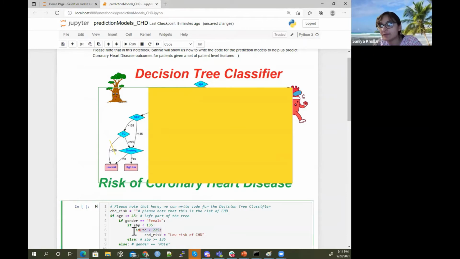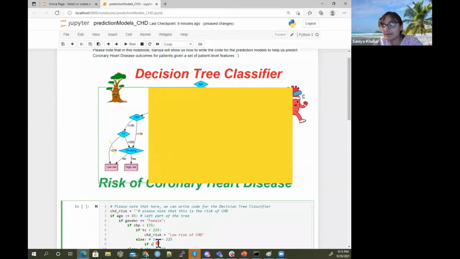If instead total cholesterol is greater than or equal to 225, then else means that TC is greater than or equal to 225 by default. So what this is saying is we're going along here. If total cholesterol is greater than or equal to 225, then the next thing we have to see is the smoking status.